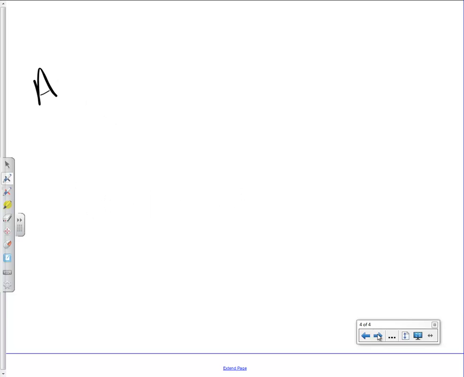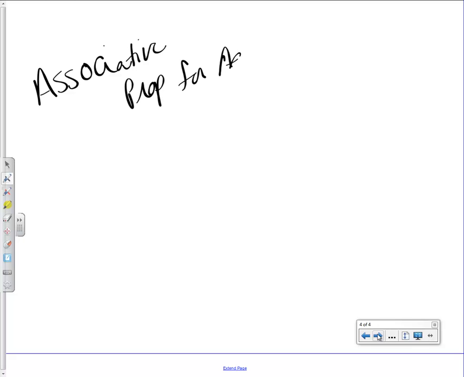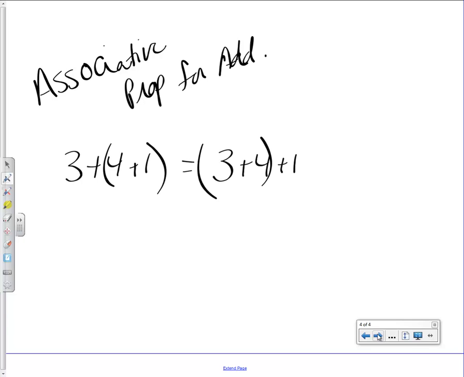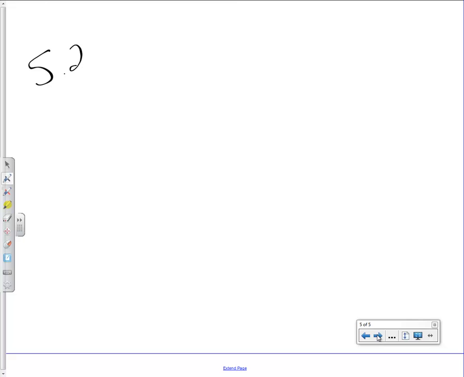The next thing is the associative property for addition. Okay. And the associative property for addition just tells us that you have to keep the numbers in the exact same order, but you can regroup them. So it's 3 plus 4 plus 1, where the 4 and the 1 are grouped, and it's the same thing as 3 plus 4 plus 1, where the 3 and the 4 are grouped. So the numbers are all in the same order, but the grouping of it is a little bit different.